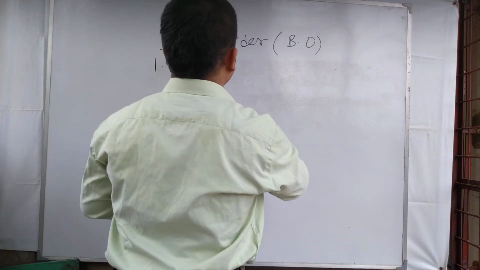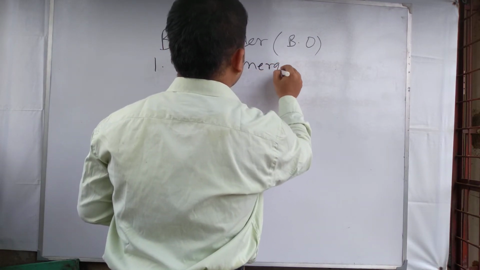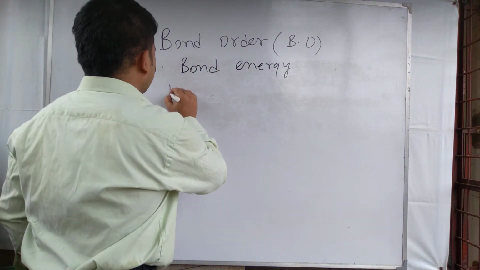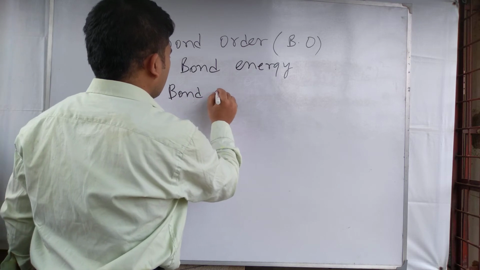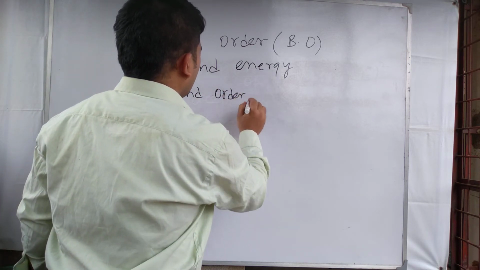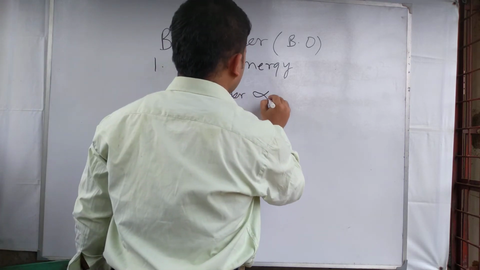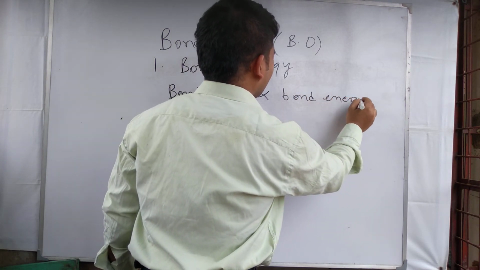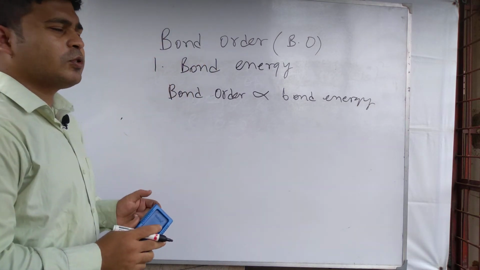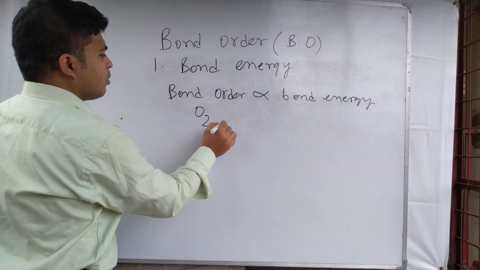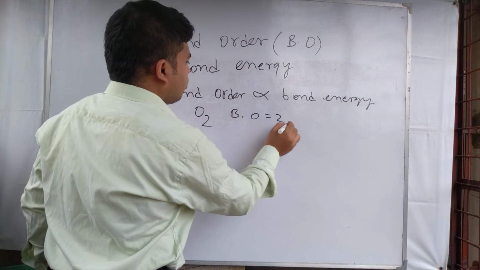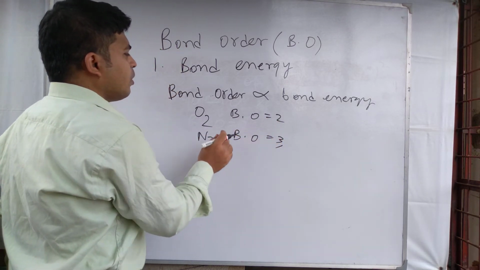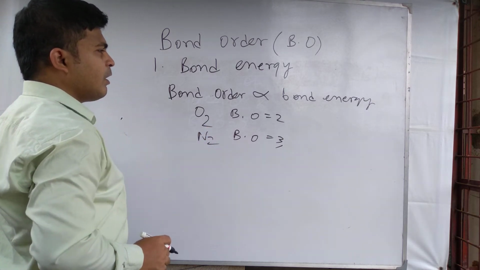Bond energy: bond order and bond energy are directly proportional. O2 has a bond order of 2 and N2 has a bond order of 3, which means N2 has higher bond energy.